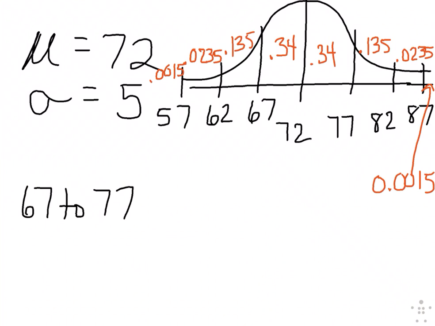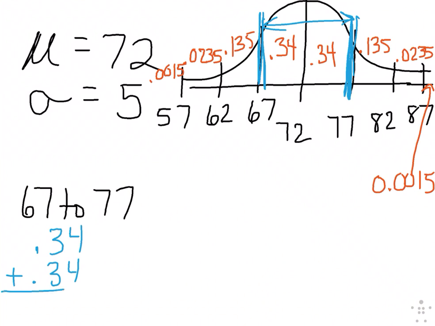Okay? So again, 67 was right here, here's the wall. 77 was right here, here's the wall. And you want everything in between them. So it's 0.34 plus 0.34, which is 0.68. Or, if you told me 68%, I will give you either option. So if you tell me the decimal equivalent or you tell me the percentage, that's up to you. Okay? Whichever way makes you feel comfortable.